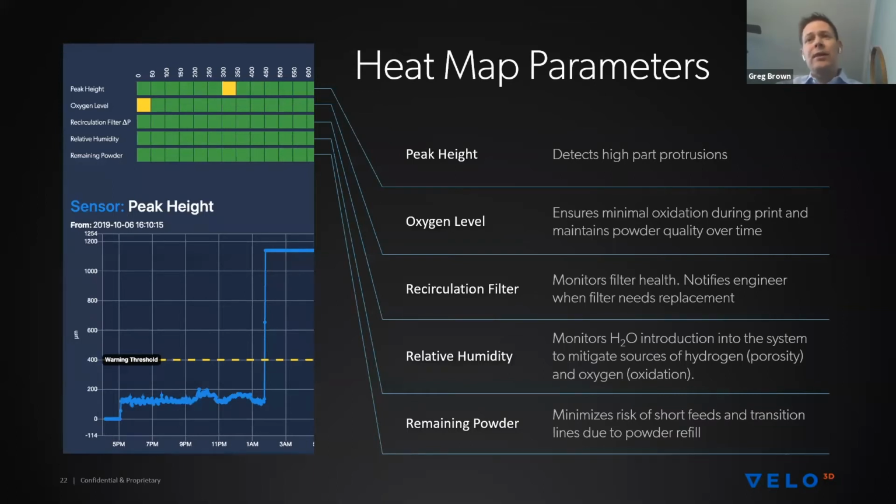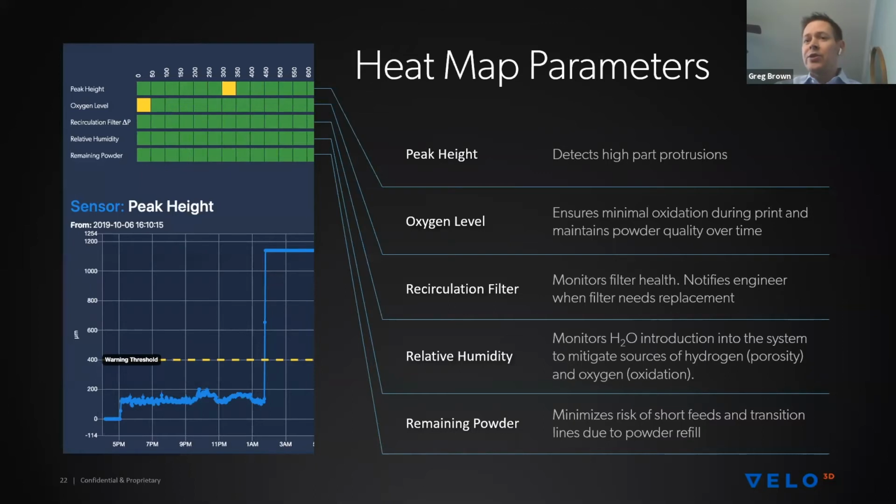The second one is oxygen level, and that's pretty straightforward. It's making sure that the oxygen level is low or within control throughout the entire build, to make sure that you don't have oxidation during your print, and also make sure that your powder is not degrading over time.